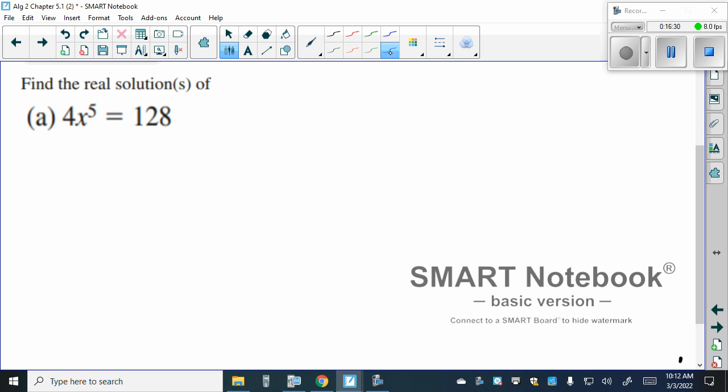Now, the first thing we need to do is to get the variable by itself, or set of parentheses to the exponent by itself. So here, with our 4x to the 5th is equal to 128, what do we think we need to do first? Divide by 4. So it'll tell us that x to the 5th is going to equal 32.